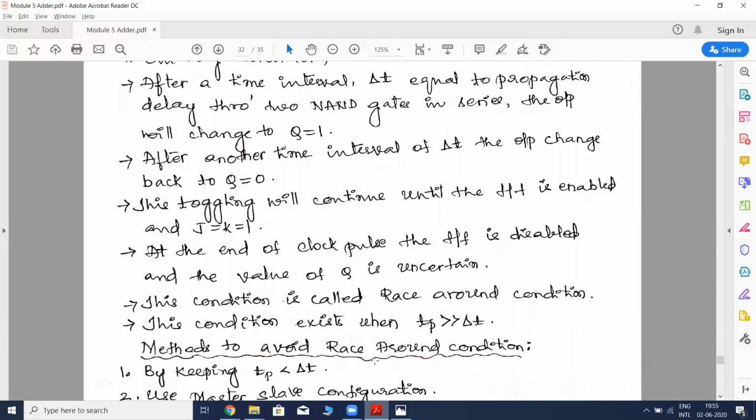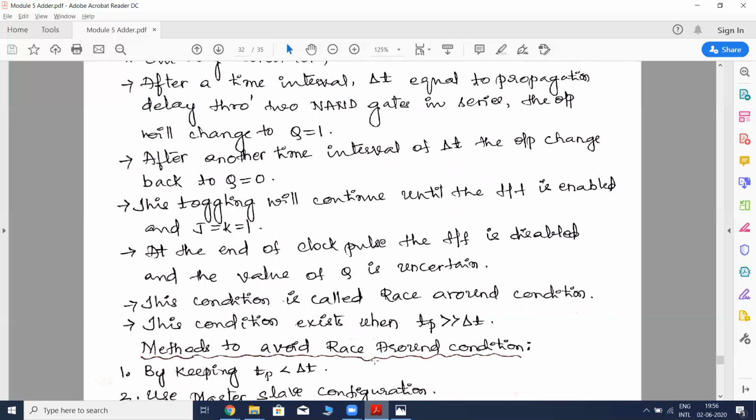There are a few methods to overcome this race around condition. The first method is using TP, the propagation delay. As long as we keep this propagation delay less than delta T, the time interval, we could overcome this race around condition, but it is quite difficult to implement practically.